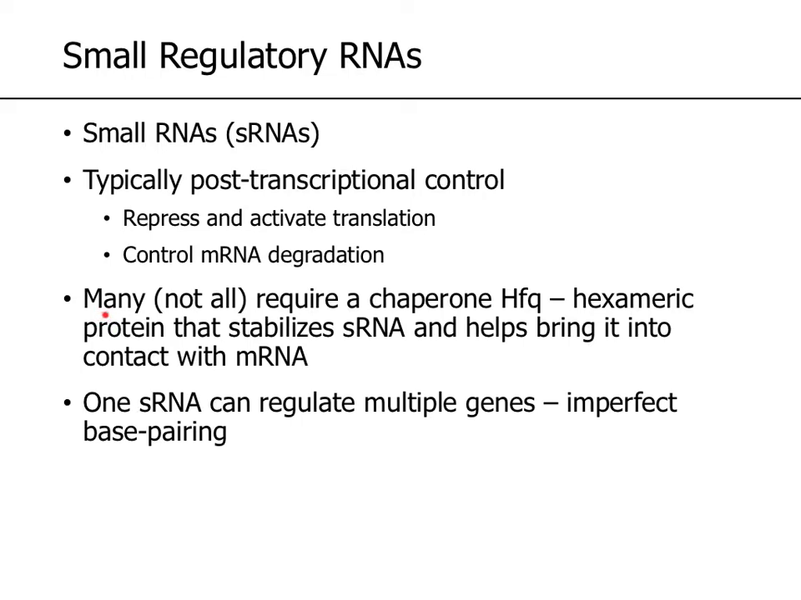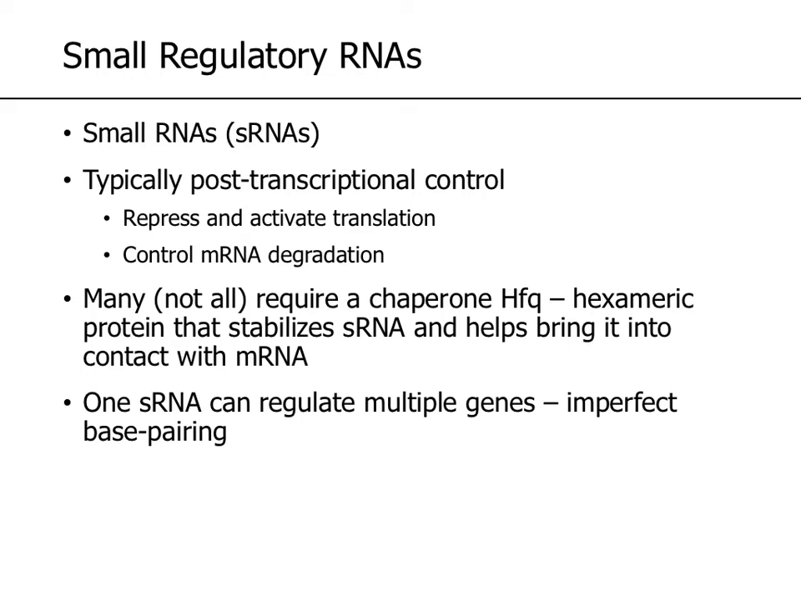Many, but not all, require this chaperone called HFQ, which is a hexameric protein. HFQ has two purposes. It'll bind to the sRNA and stabilize it, but it also helps bring the sRNA in contact with the mRNA that it's regulating. One of the key things to note about these sRNAs is that they can regulate multiple genes. The sRNA is just one standard sequence, but it can bind to multiple genes.